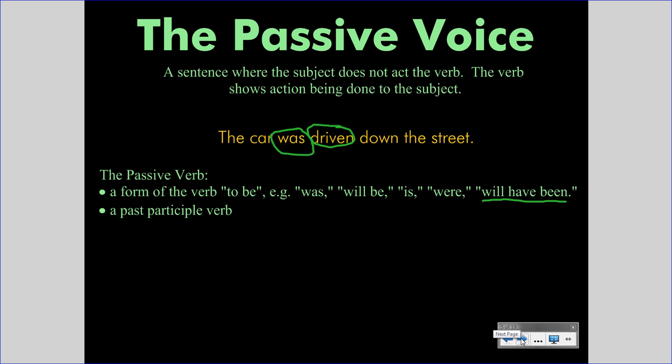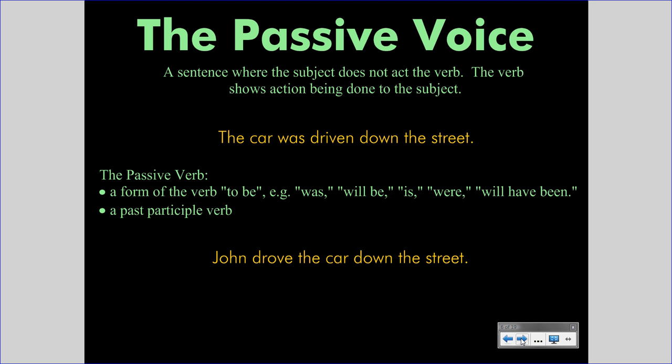Now we've got to think about how to revise this. Well, a number of different revision strategies exist, and I'll show those to you in a moment, but let me show you a possibility for the revision of this sentence. John drove the car down the street. Now with this new sentence, John is a new subject, wasn't in the original, and the verb is drove, so it's the same verb, just modified to fit the subject. So John is driving. This is now written in the active voice.